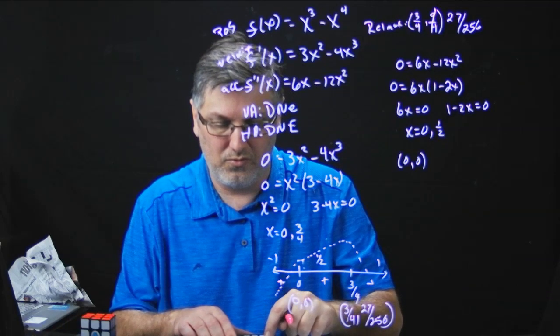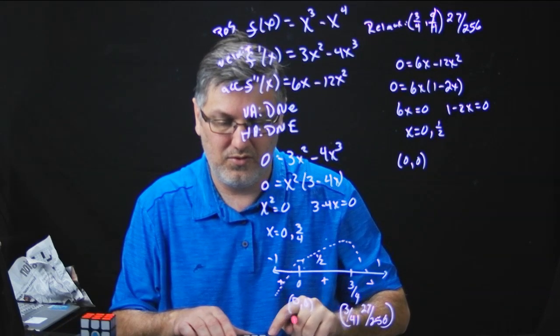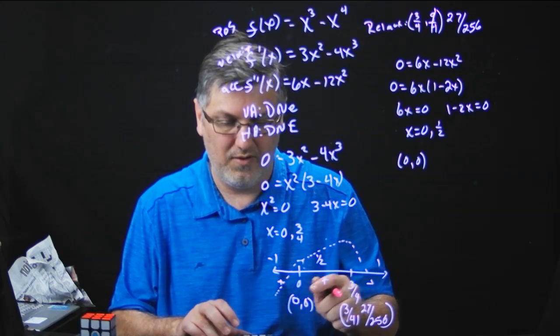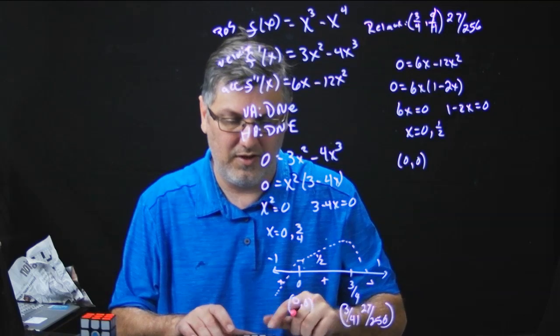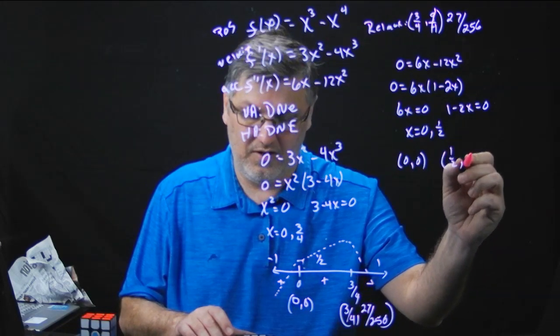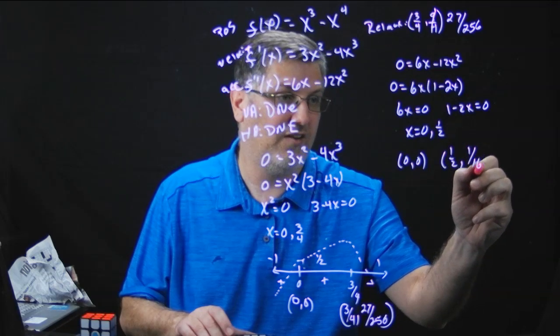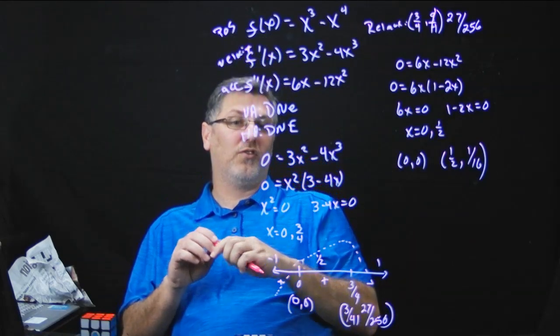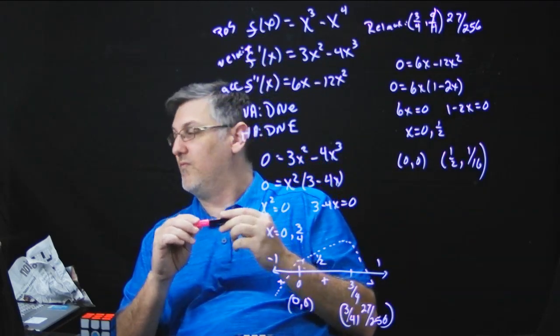So we're going to go y bars. And that's 1. And we're going to do 0.5, which then gives me math, enter, enter. So this becomes 1/2 and then 1/16. So both of these, at both of those points is where it's concave down.